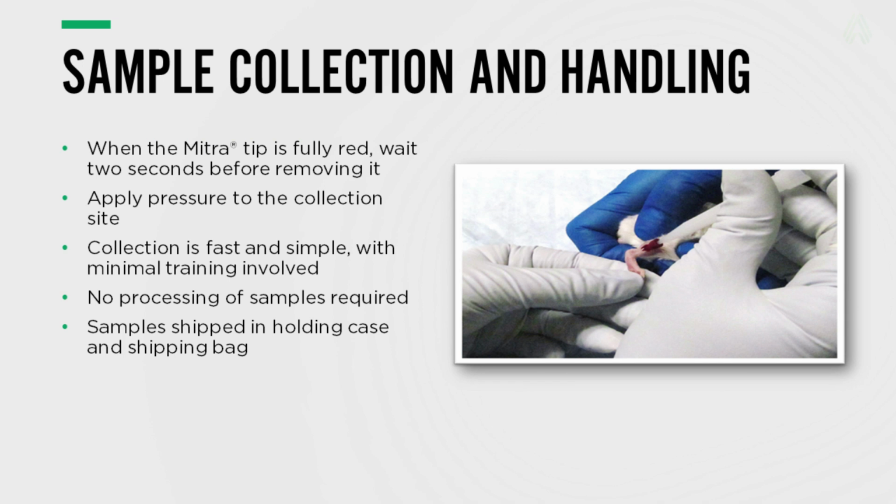So briefly about the sample collection and handling. As you see on the slide, the collection area is shaved and it's wiped with an alcohol wipe. A small hole is made with a needle. The first drop of blood is typically wiped off, and then the second drop is allowed to be absorbed by the tip of the device until the tip is fully red. Pressure is then applied to the collection site to allow for hemostasis, and the sample collection process is complete.